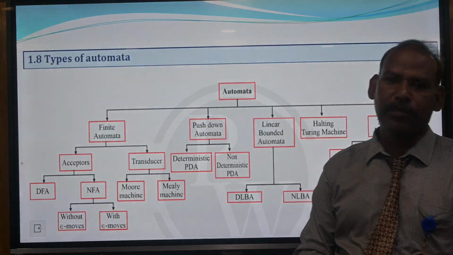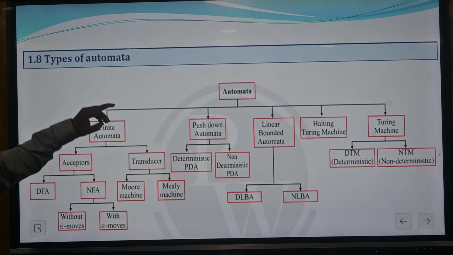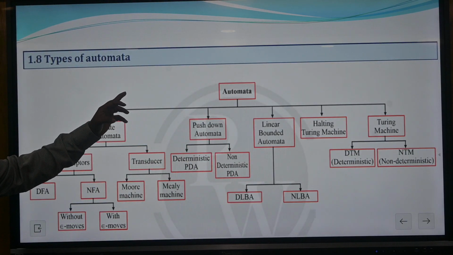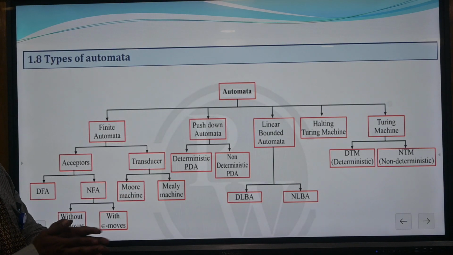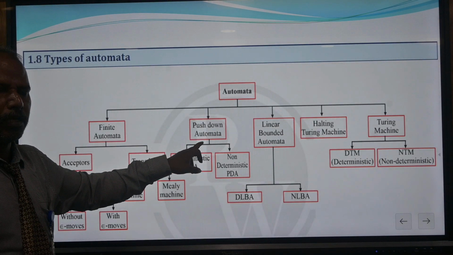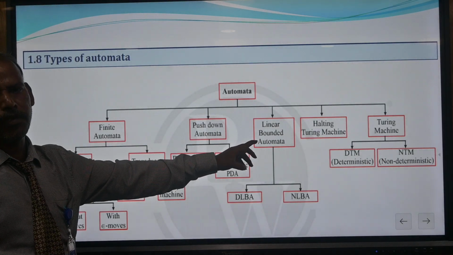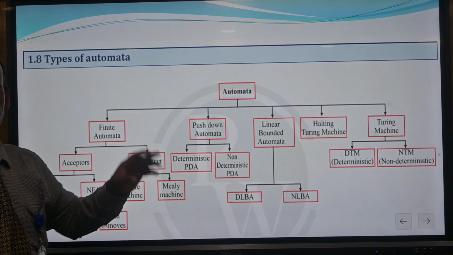So here are the types of automata. In this diagram, we have a chart. Automata is classified into 5 different types of divisions. One is called finite automata, another is the push-down automata, another is the linear bounded automata, another is the halting Turing machine, and another is the Turing machine.